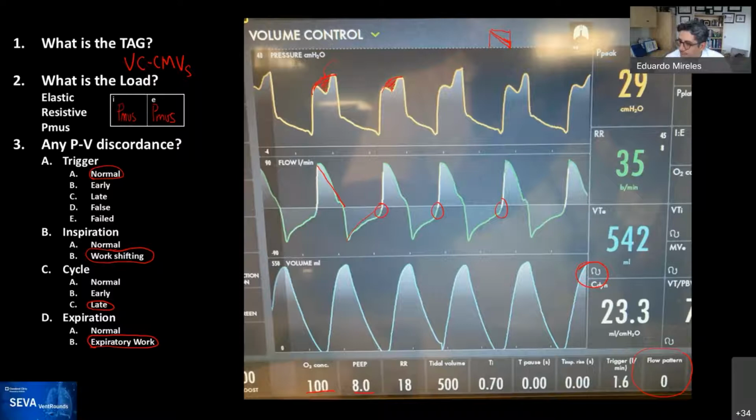Any other comments from the team or any other questions? All right. Well, good job, Steve. This was a really good case of work shifting, and we had the chance to talk a little bit about this particular patient on the ventilator in which the flow waveform doesn't look like it should be. All righty, let's see the next one.